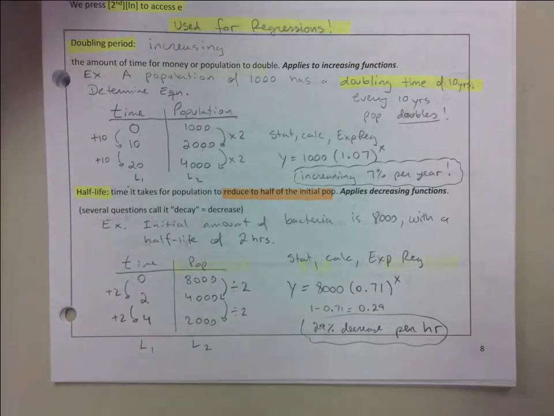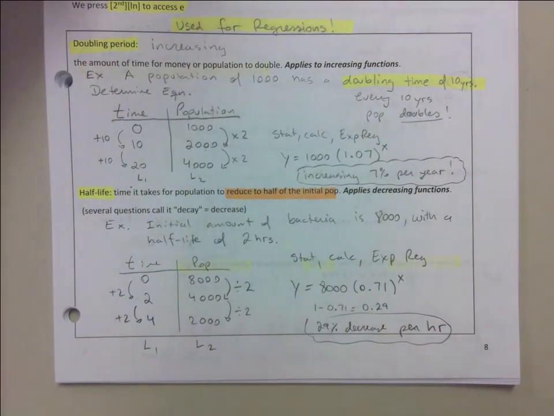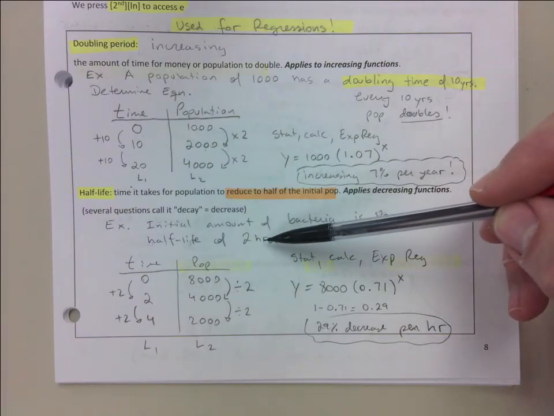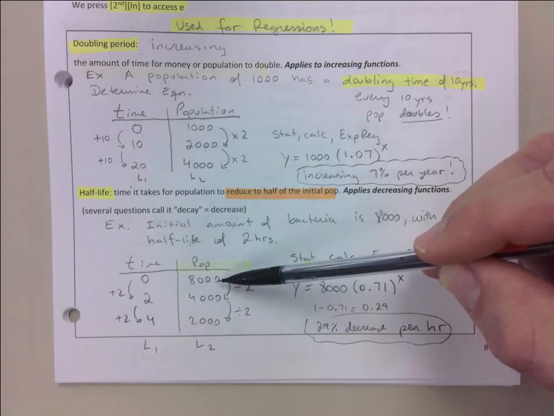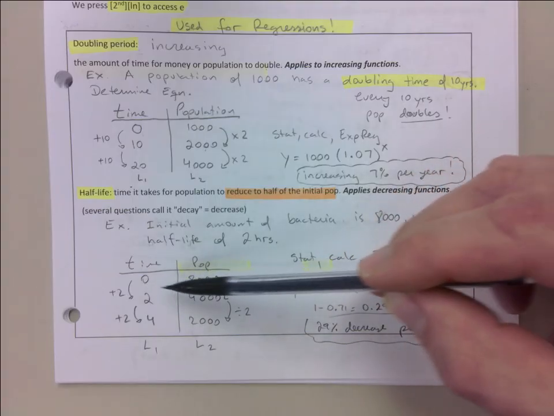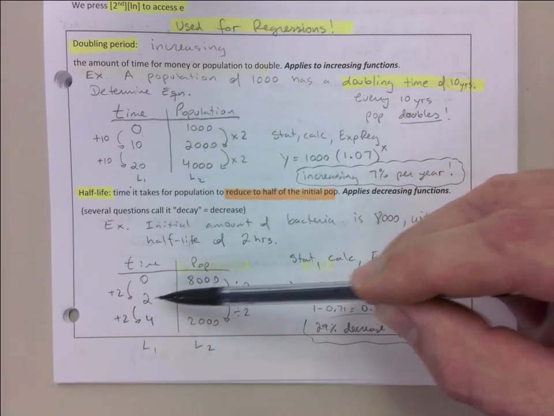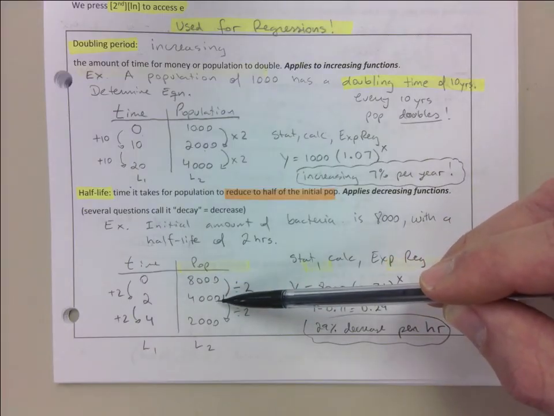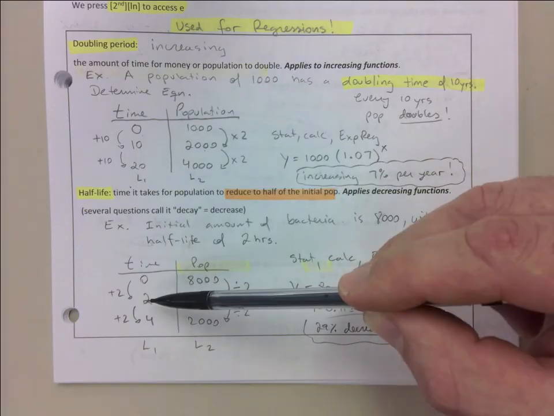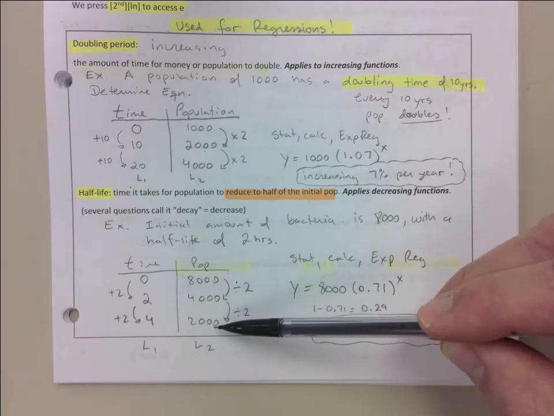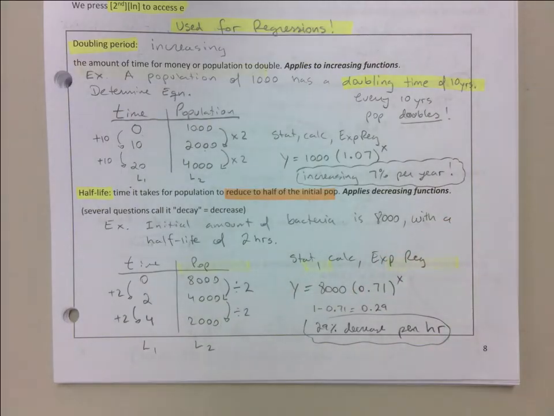If it's half-life, we're talking a decay situation. So if the half-life is 2 hours, let's say, and you start with 8,000, so at time 0 it's 8,000. 2 hours go by, you're down to half of what you had before, and so forth. Another 2 hours go by, half of what you had before. So that's a decreasing scenario. Okay, so that's something that I would want you to understand as well.